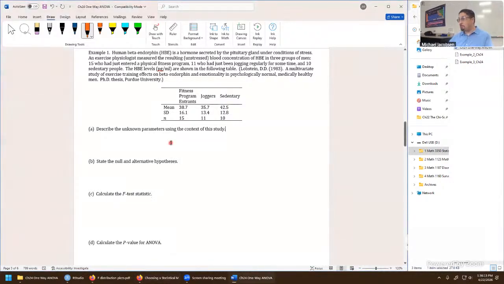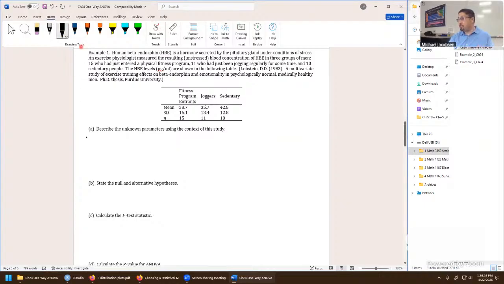To start it out, we're doing almost exactly what we did in chapter 18. We begin by defining the parameters. Let mu1, mu2, mu3 denote the population mean human beta endorphin, I'll go with the abbreviation HBE, in this particular unit. It looks like this was exclusively men, so let's say for all men, and then just read out the 3 independent populations according to these groups.